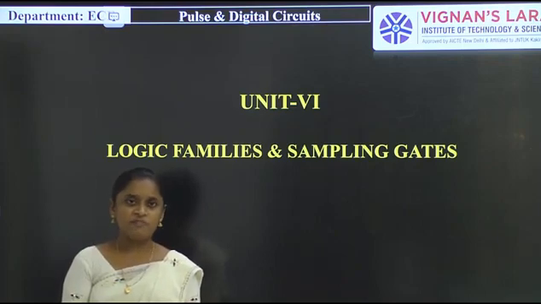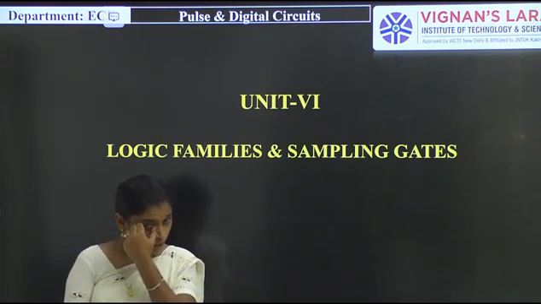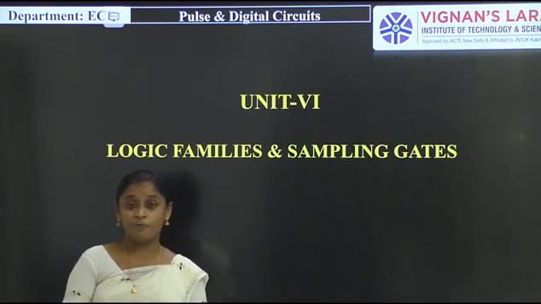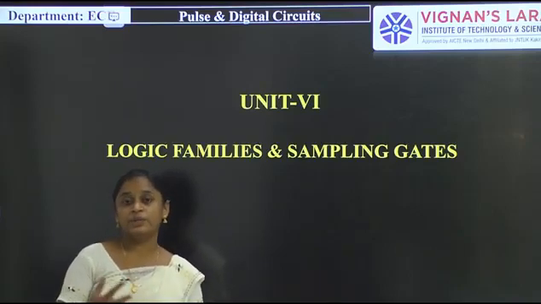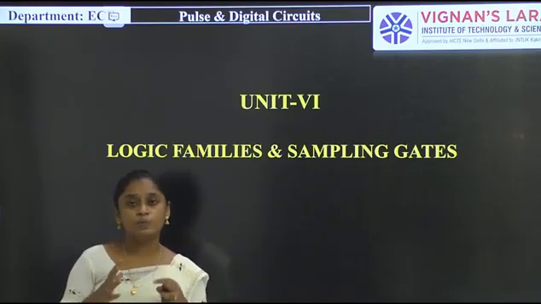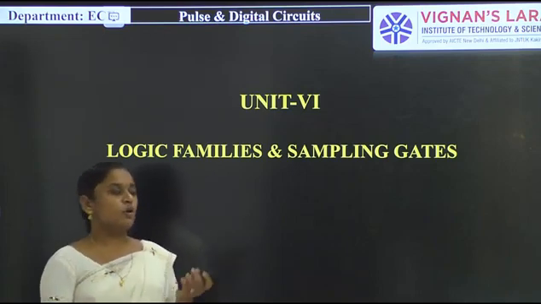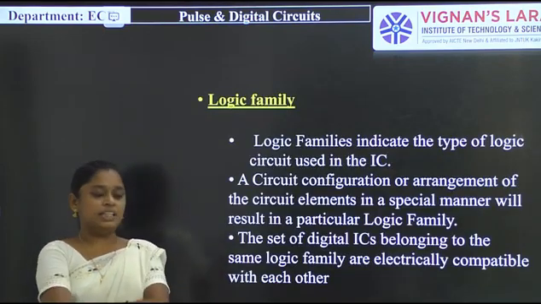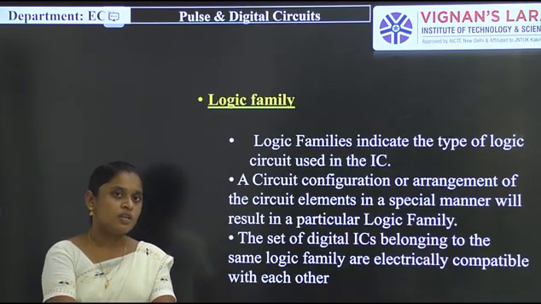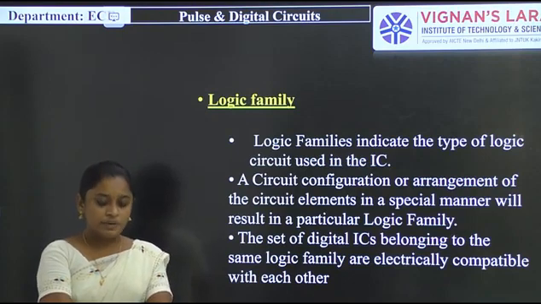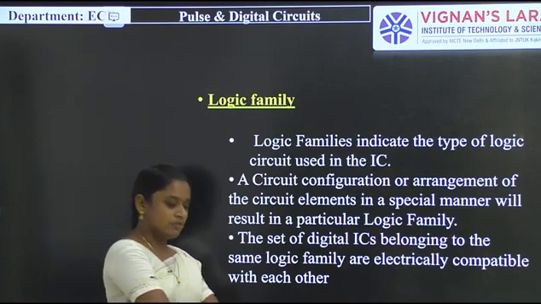So what is meant by family? Generally, a group of elements, like a group of people in our day-to-day life. A family is nothing but a group of persons. Like that, what is meant by logic family and what does it tell? Simply, a logic family indicates the type of logic ICs. Generally in our day-to-day life we use ICs.